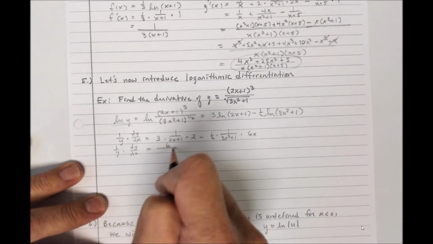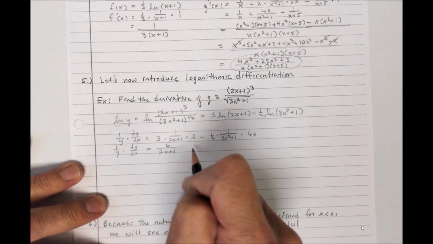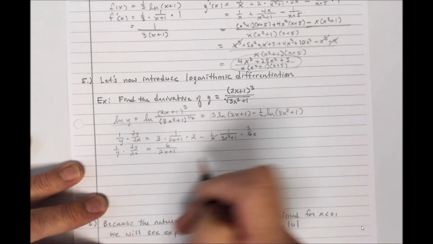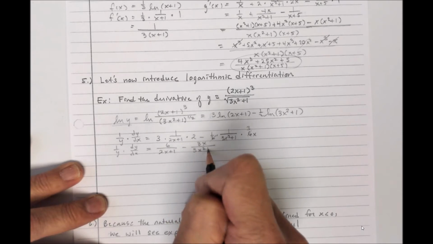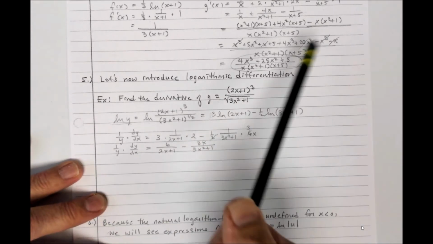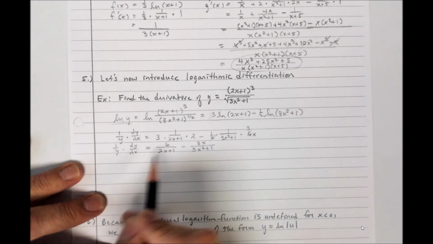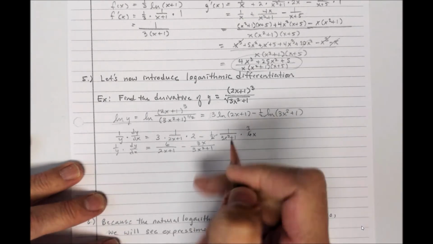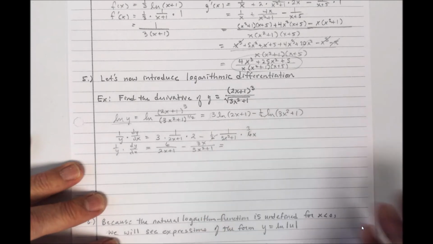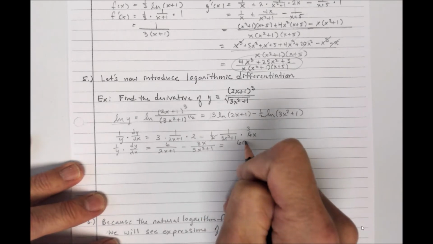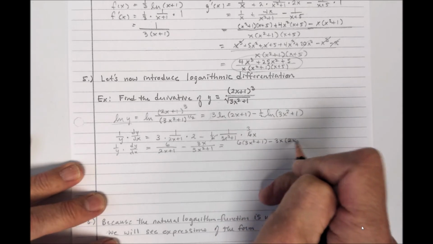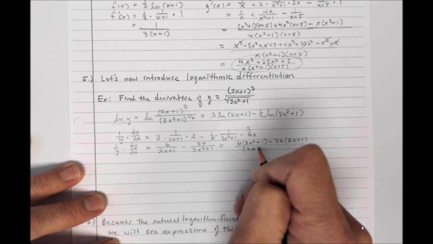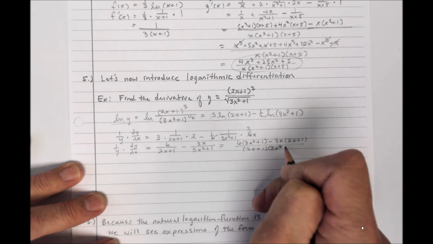This would be 6 over 2x plus 1 minus 3x over 3x squared plus 1. And like I did before, I'm going to rewrite this as a single rational expression. So I'm just going to go out to the right here a little bit. This would be 6 times 3x squared plus 1 minus 3x times 2x plus 1, that quantity, over my common denominator of the quantity 2x plus 1 times the quantity 3x squared plus 1.